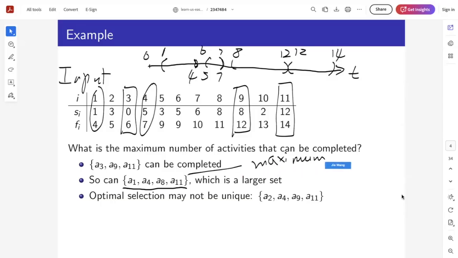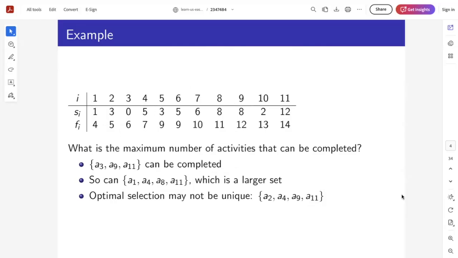All right. But we also know that maximal solutions may not be unique. For instance, we could have another here. So they are different, but the second choice also has 4 activities. So that's what we got from this example. Then our goal is to figure out an algorithm or a strategy to first determine the maximal solution.